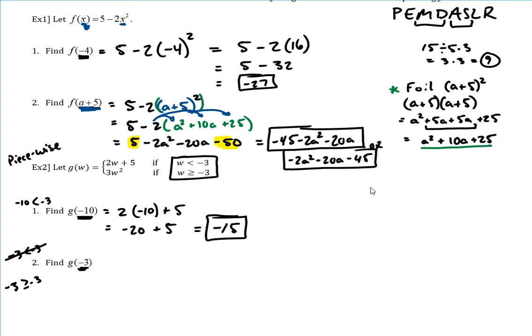So now we're going to replace that w in the bottom piece with negative 3. So we'll have 3 times negative 3 getting squared. And then now it's still order of operations. Well, 3 is just going to be there first. Negative 3 squared is negative 3 times negative 3, so that's 9. And then now 3 times 9 is 27. Okay, so there we go. So there's our 2 values for that.